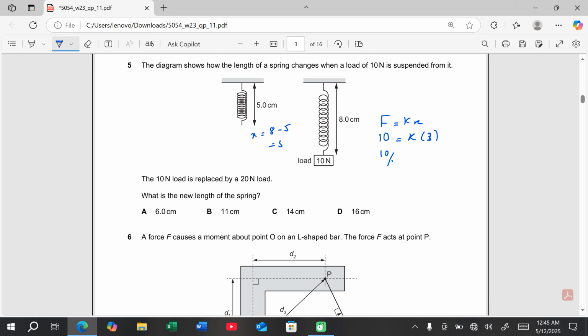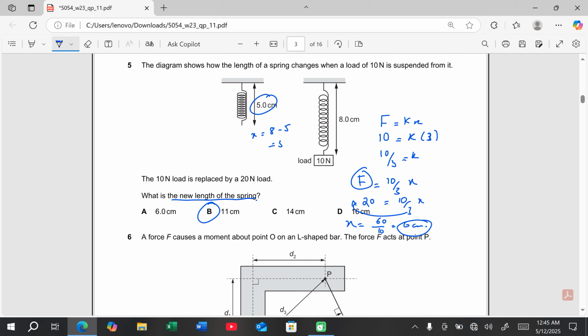Now 10 over 3 is going to give you the K. For 20, I'm going to apply this again. Now the force is 20, so I have to change this to 20. So by solving this, I'm going to get 60 over 10, which is equal to 6. So my extension is 6 centimeter, but he's asking for the new length of the spring. So you need to add initial length plus extension. So 6 plus 5 is 11.